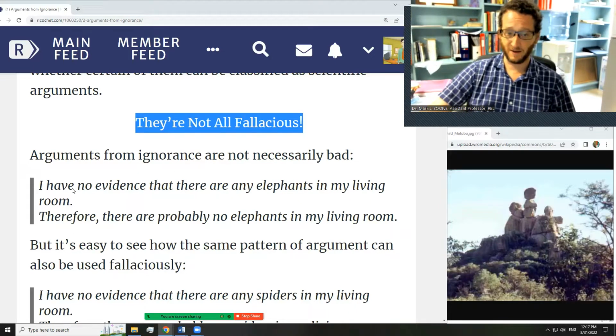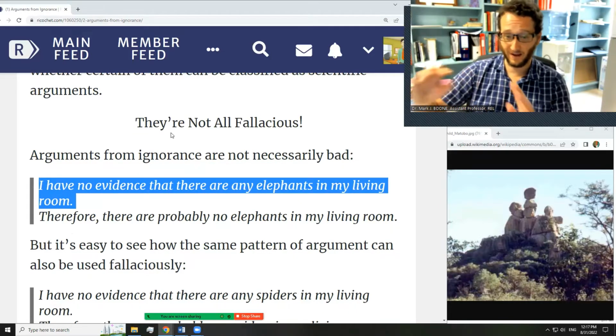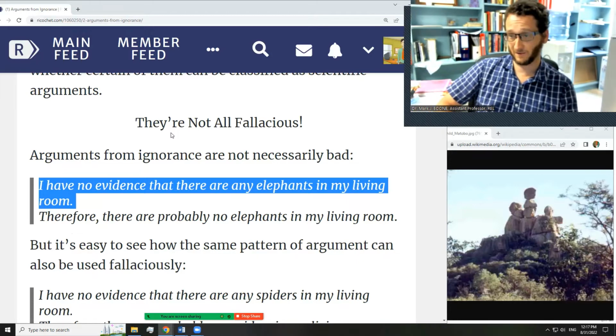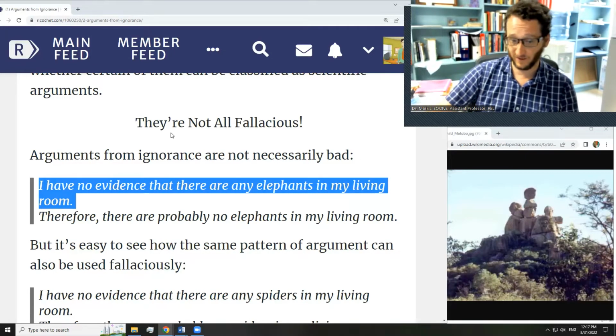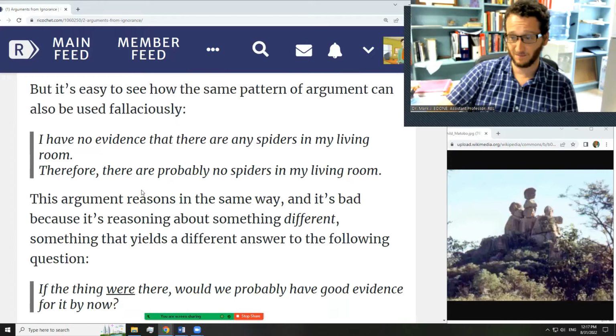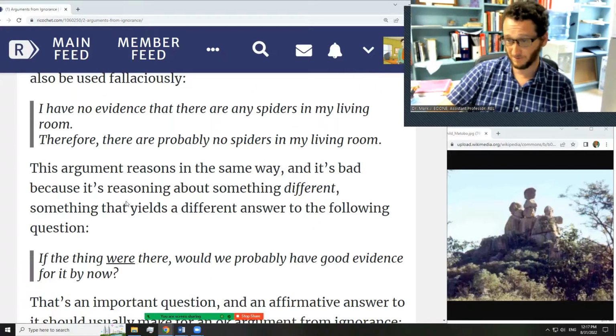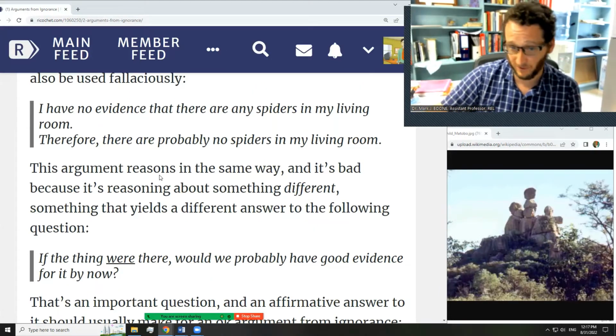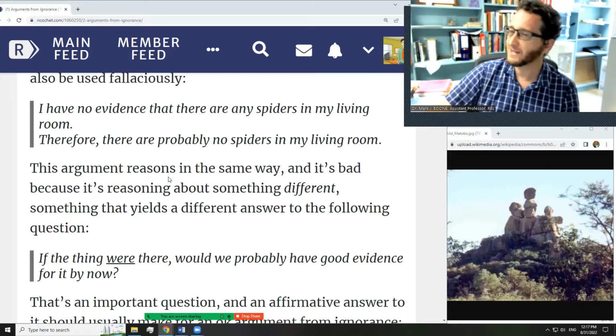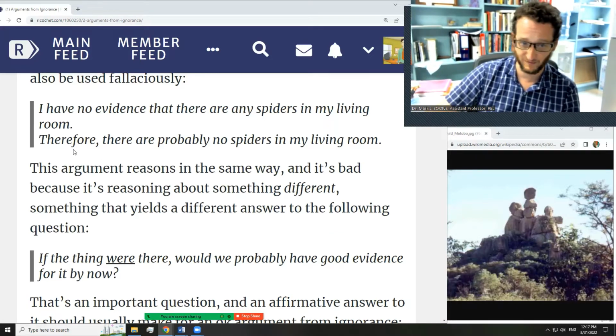They're not necessarily bad. Here's an argument from ignorance. I have no evidence that there are any elephants in my living room or in my office. Substitute the room you like. Therefore, there are probably no elephants there. Now, the same pattern of argument can be used fallaciously, as when I reason, I see no evidence of spiders in my office or my living room, therefore there are no spiders there. Yeah, there could easily be a spider and you haven't seen the evidence for it.